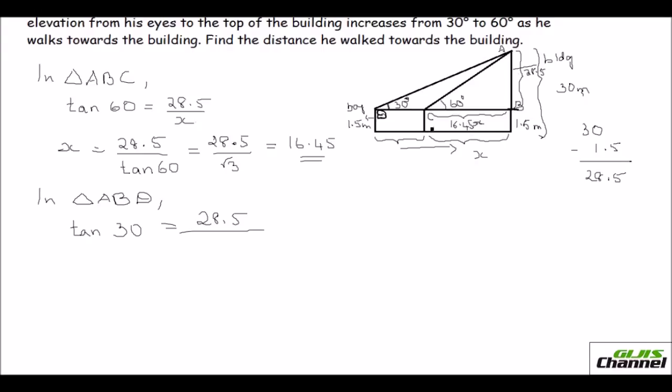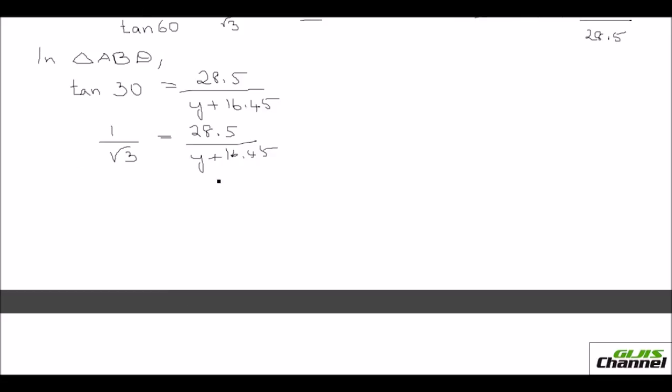This portion let us take it as y, okay, because we need the whole base. So that would be y plus 16.45. So tan 30 is 1 over root 3, and this I write as it is, 28.5 over y plus 16.45. So just cross multiply.